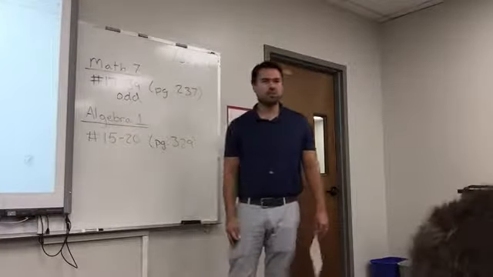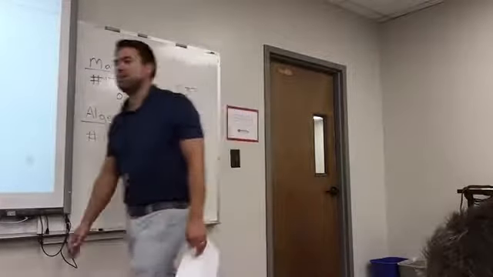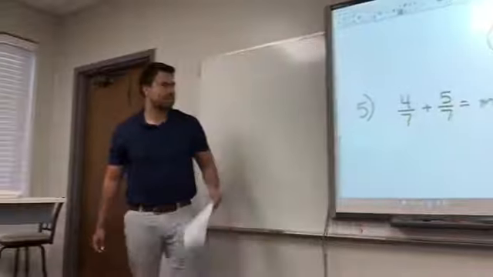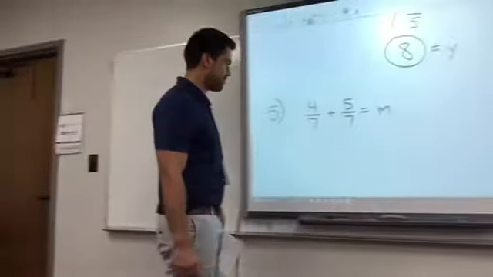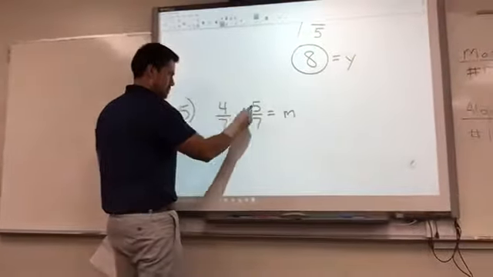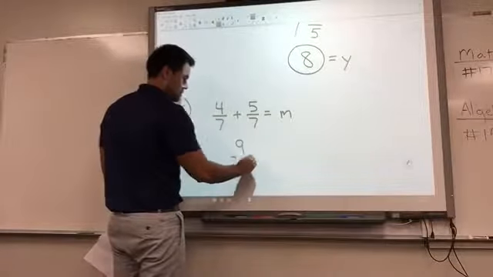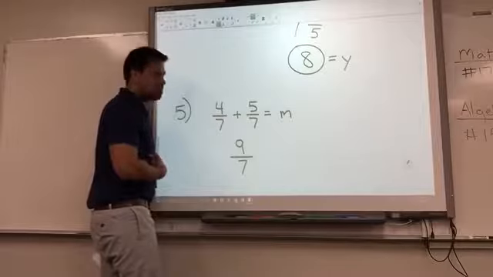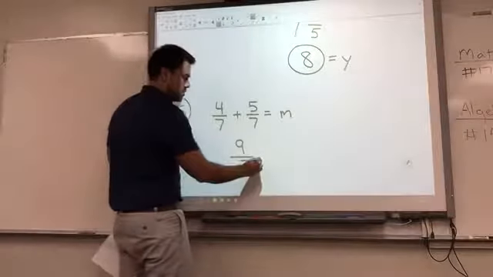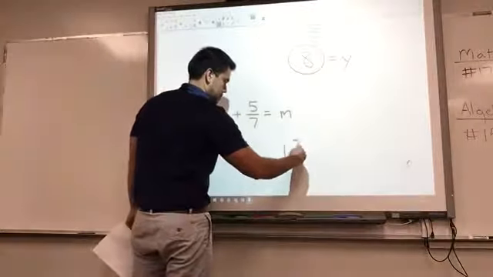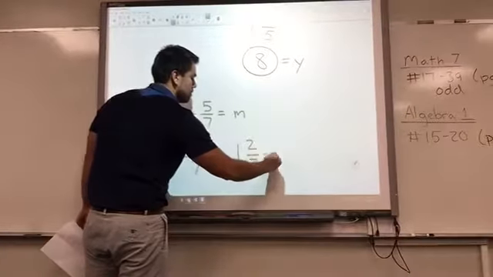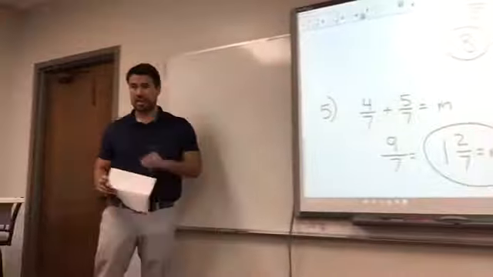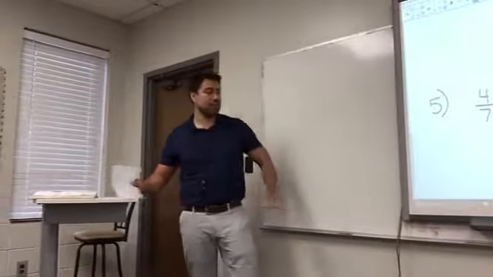I'll give you just a few more seconds. All right, Sophie, I have an answer. Go ahead. Okay, so you would add 4 plus 5 equals 9 over 7, and that's an improper fraction. So I divided 9 by 7, and then I got 1 and 2 sevenths. M equals 1 and 2/7. How many of you got that? Okay, how many of you got to this point?